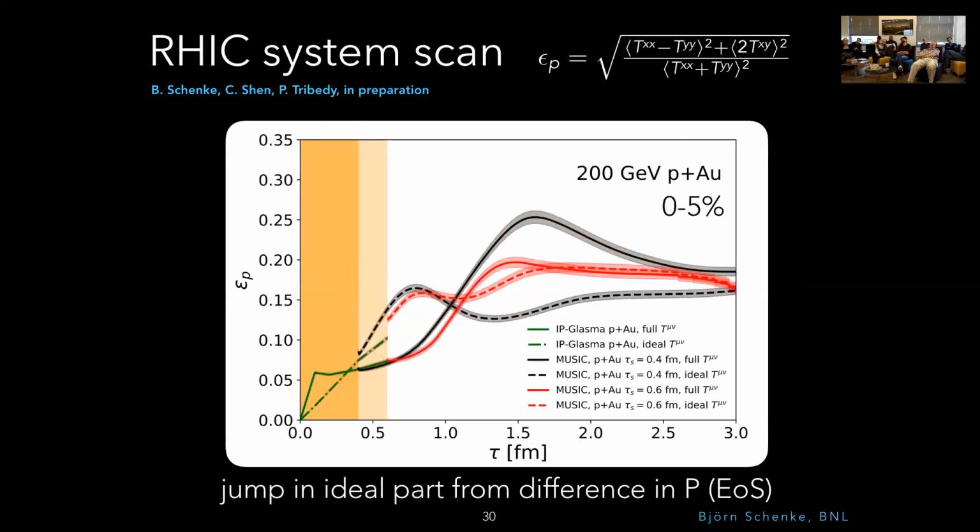Okay. Then what I do here is show what happens if I change the switching time, and see if things depend on that. So green now is this IP glass momentum anisotropy. Again, just look at the solid lines. That's the one with the full T mu. And then the black curve is the one that I get from the hydro when I switch at 0.4 Fermi, and the red curve is the one I get from the hydro when I switch at 0.6 Fermi. And the evolution is somewhat different, but the final values are actually pretty close. So it's not too much difference there.